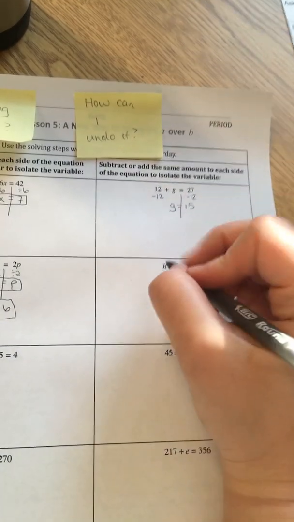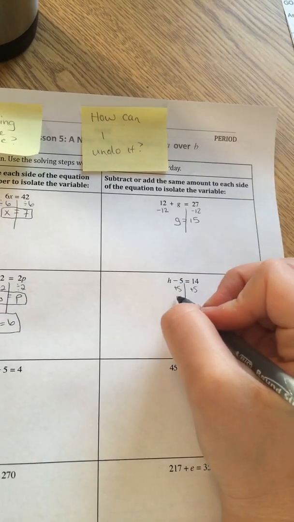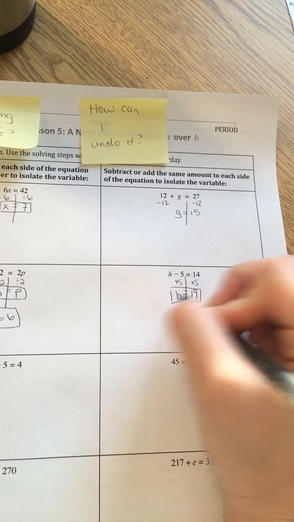h is being subtracted with 5. I'm going to add 5 to both sides. On this side, I have h. On this side, I have 19. That's my solution.